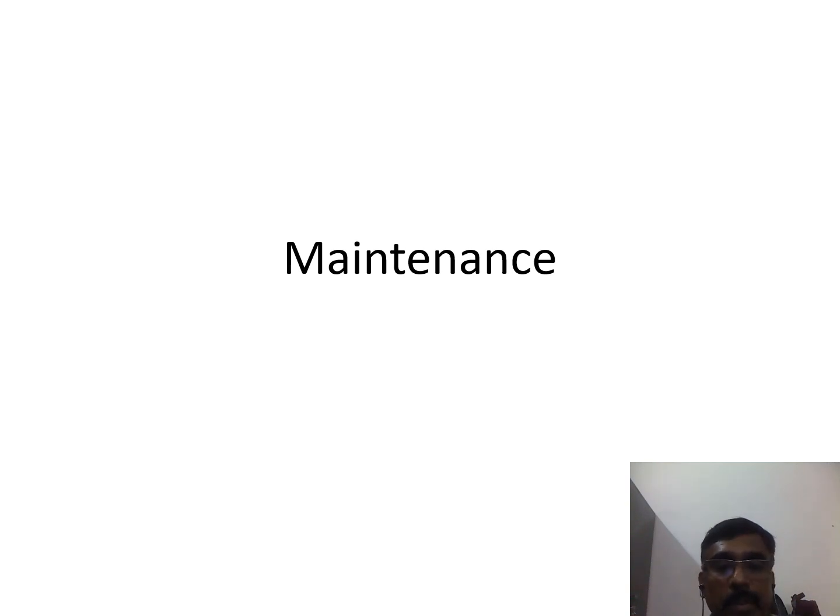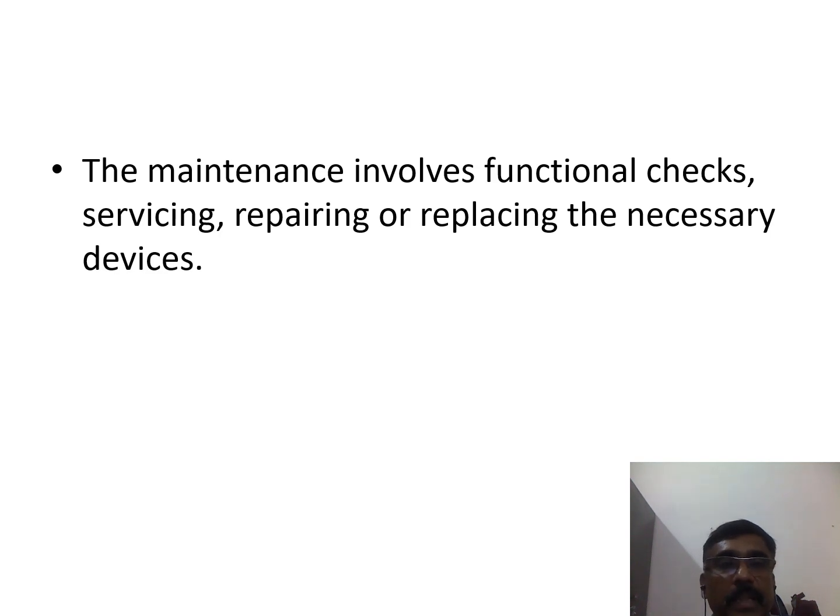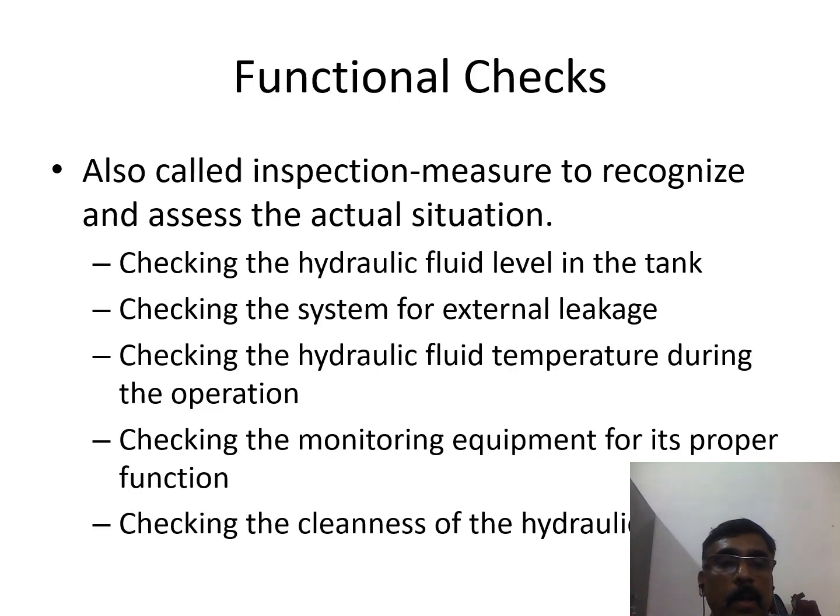So now we are going to see the maintenance of pneumatic and hydraulic systems. The maintenance involves the functional checks, servicing, repairing or replacing the necessary devices. The functional check is also called the inspection: measures to recognize and assess the actual situation.